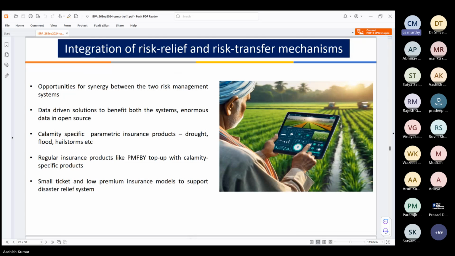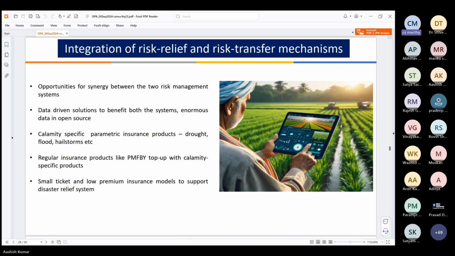Yeah, so this is a big challenge which the decision makers at various levels are seriously thinking about: the integration or harmonization, or you can say the synergy, between the relief and risk transfer mechanisms. Both relief and risk transfer are addressing risk management, but now these two mechanisms are functioning as two parallel systems. So what is the possibility of bringing them together at least to certain levels, certain overlapping areas?